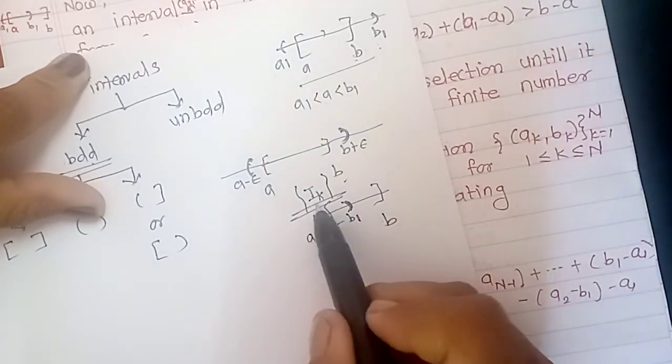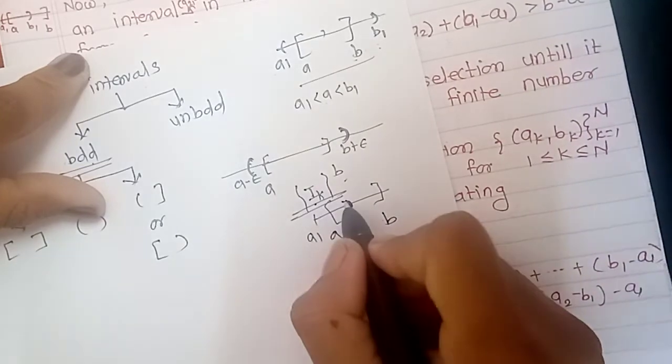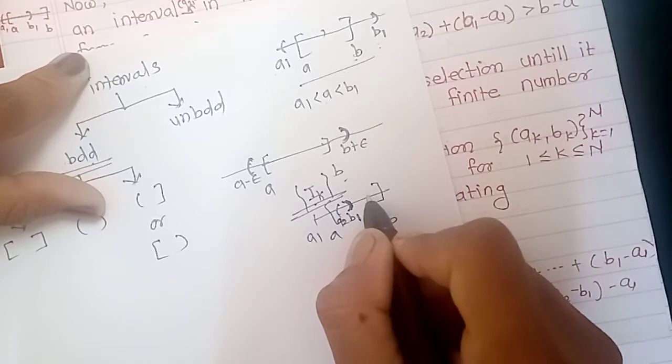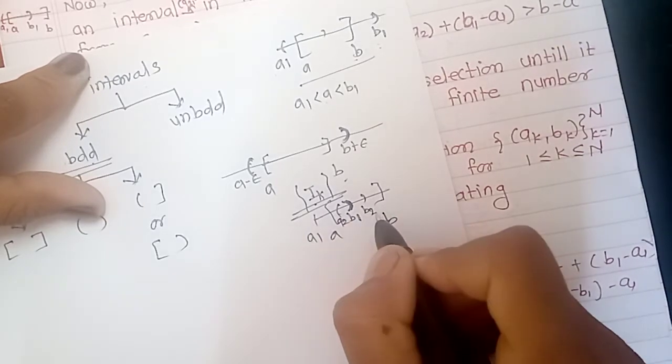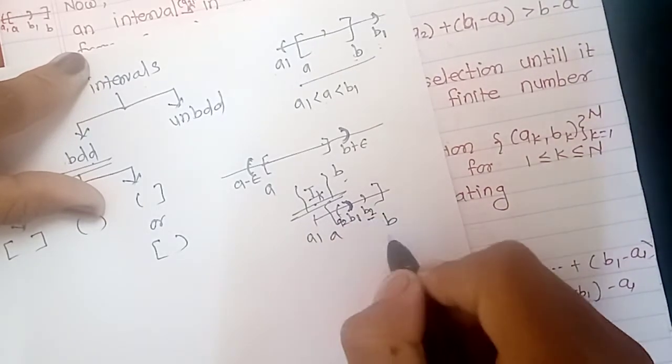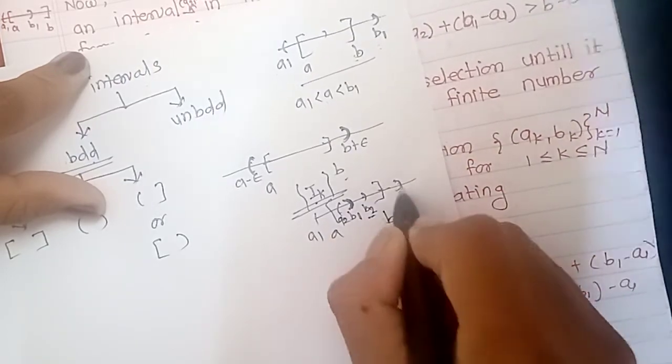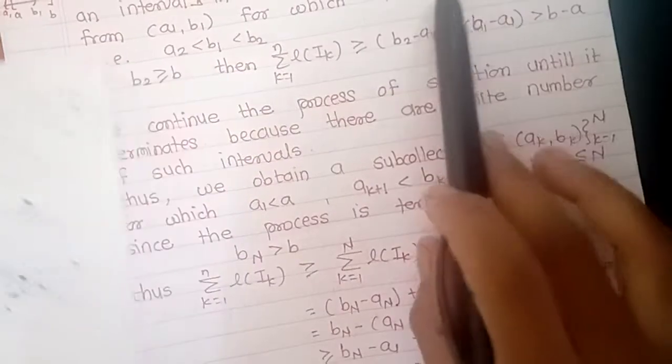Among this collection, I consider one of the intervals which also contains b1, so I say it is a2, and here is some b2. Again we come across two different cases: b2 is less than b, or b2 is greater than b. This b2 may be here or here. So again we come with different cases.